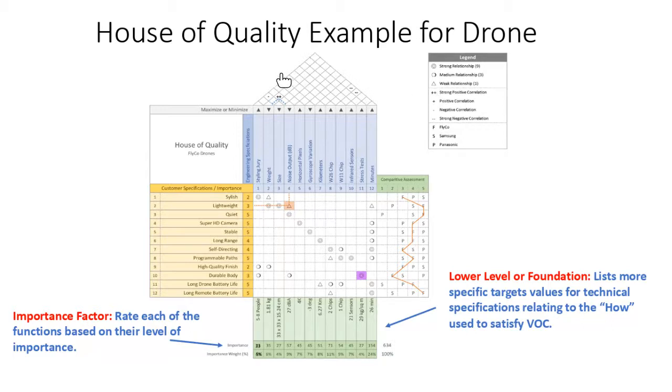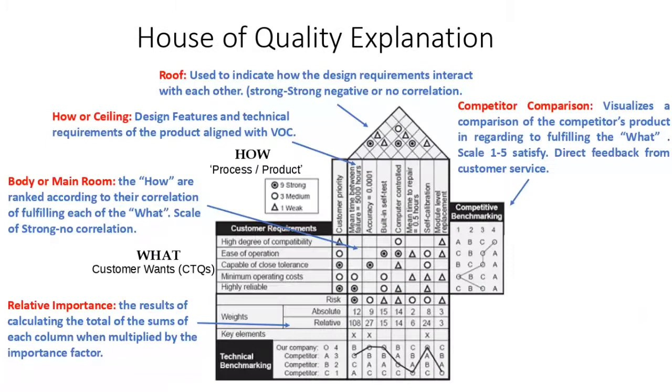Now let's go to the roof. The roof shows the correlation, but between the technical specifications. We can see here the representation of that correlation is different than the previous example. The previous example used the same legend key or the symbols in identifying all the correlation between the customer requirements and technical specifications, as well as the interrelation between the technical specifications.